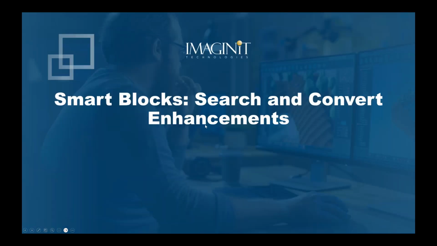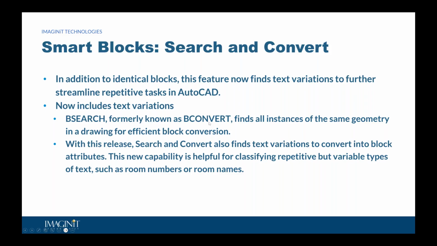So with that, we're going to go into the Smart Block Search and Convert enhancements. In the previous version, we had Smart Block Search and Convert. Now, in addition to identical blocks, this feature finds text variations to further streamline repetitive tasks. So now it includes the text variations.